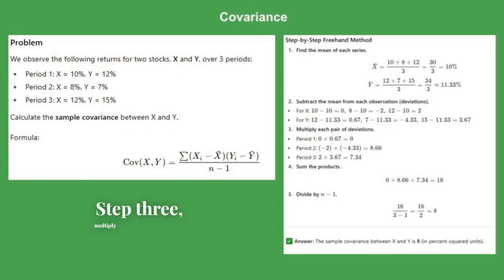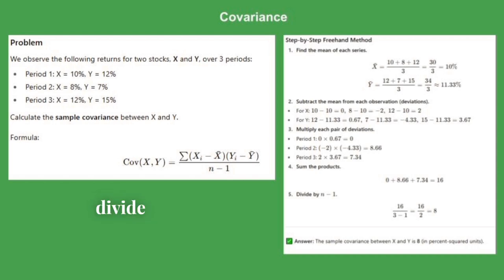Step 3, multiply the deviations in each period. First period, 0 times 0.67 equals 0. Second period, negative 2 times negative 4.33 equals 8.66. Third period, 2 times 3.67 equals 7.34. Step 4, sum the products. 0 plus 8.66 plus 7.34 equals 16.